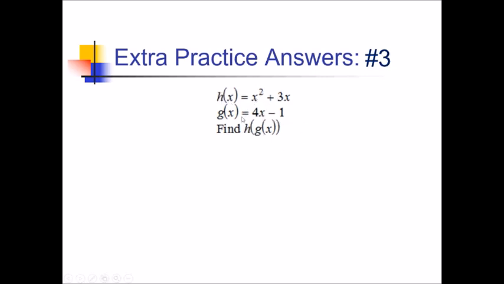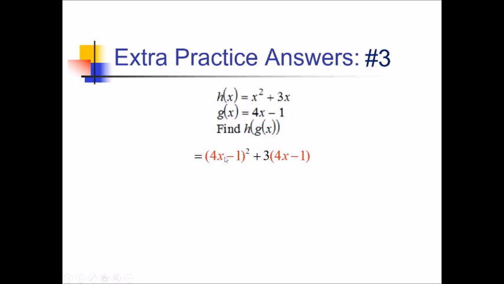On this one, I want to do h of g of x. So the h function, you'll notice, takes whatever you plug into it and does something squared plus 3 times the same something. What's the something in this case? Well, I'm plugging g into h. g is just a 4x minus 1 expression. So instead of doing x squared plus 3x, I'm going to be doing parentheses 4x minus 1 squared plus 3 times 4x minus 1. All right, and now we have to simplify.